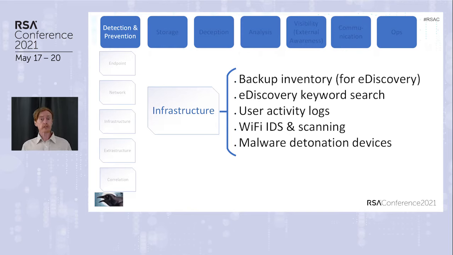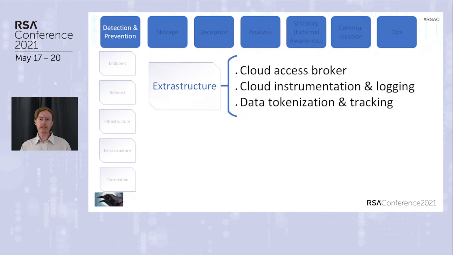All of our logs on our user activity, we can collect that as part of our infrastructure. Our Wi-Fi systems are also useful in terms of instrumentation to understand what's happening in our environment. Our malware detonation devices, some people call this an automated sandbox. The idea of this is that we're able to instrument by running and opening documents, running executables, and seeing what happens in order to make a cybersecurity assessment of those things that are coming into our network.